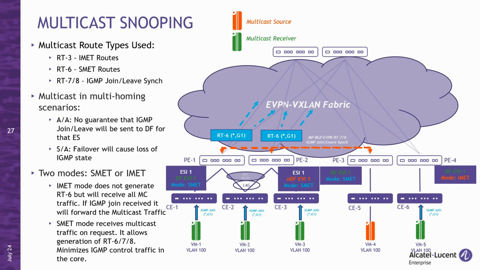There are two modes to handle multicast traffic: either use route type 3 IMET routes or use route type 6 SMET routes. The IMET route will allow a host to receive all multicast traffic, while the SMET route allows a host to receive multicast traffic on request. SMET routes provide multicast optimization and minimize IGMP traffic in the core.